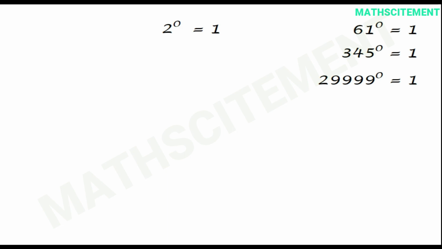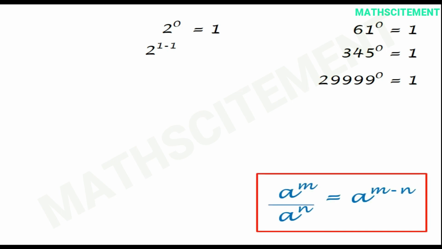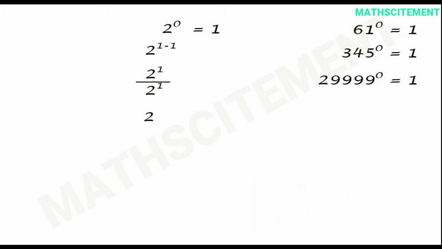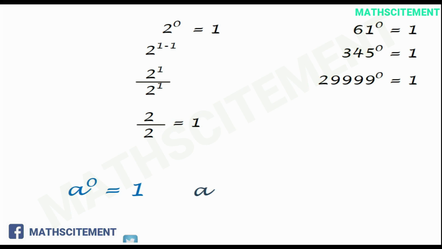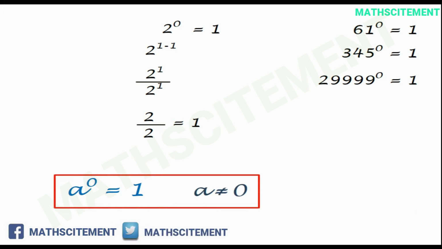Let's see how. 2 to the power of 0 can also be written as 2 to the power of 1 minus 1. According to this rule that we learnt earlier, 2 to the power of 1 minus 1 can also be written as 2 to the power of 1 divided by 2 to the power of 1. 2 to the power of 1 equals 2. So we have 2 divided by 2, which equals 1. So that proves the law. So any non-zero number to the power of 0 equals 1.